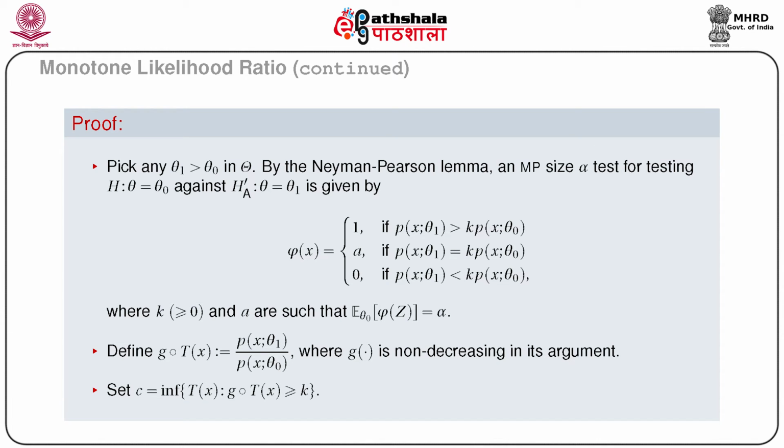We consider a proof of the theorem. Take any theta 1 greater than theta naught. Then by the NP lemma, the MP size alpha test for testing H: theta equals theta naught against theta equals theta 1 is given by phi(x) equals 1 if P_x(theta 1) is greater than k times P_x(theta naught), equals some constant a if P_x(theta 1) equals k times P_x(theta naught), and equals 0 if P_x(theta 1) is less than k times P_x(theta naught), where k greater than or equal to 0 and a belonging to the interval (0, 1) are such that the expectation under theta naught of phi(x) equals alpha.